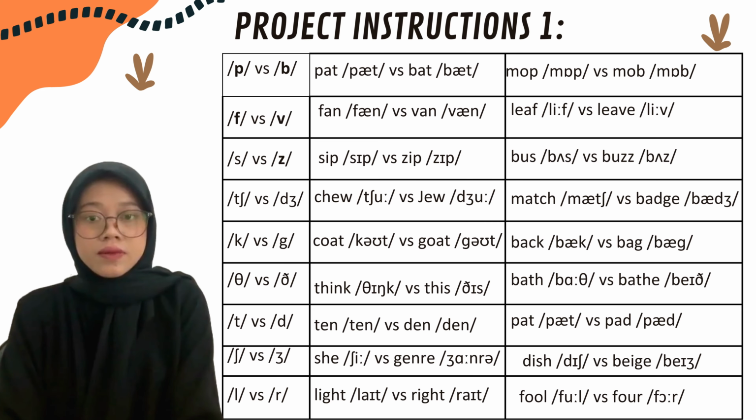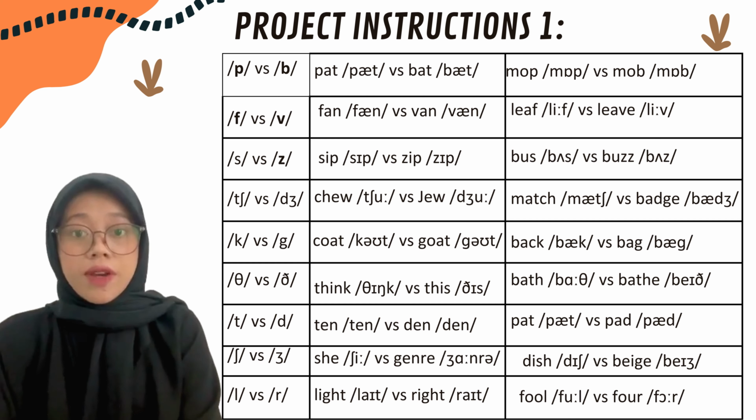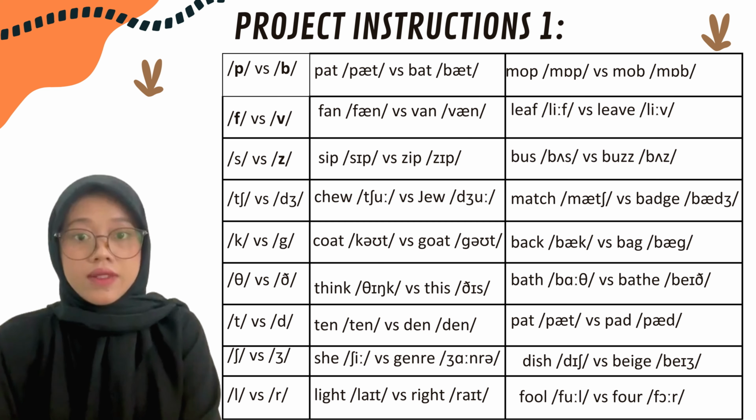Introduction 1. Pair sound P versus B. Initial position: pet and bed. Final position: mop versus pop. And then the second, pair sound F versus V. Initial position: fan and van. Final position: leaf and leave.